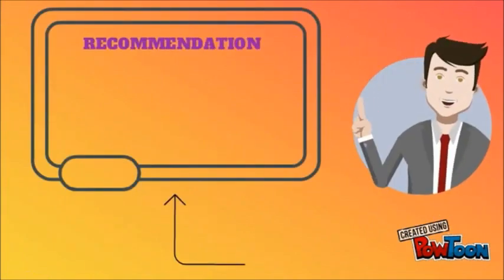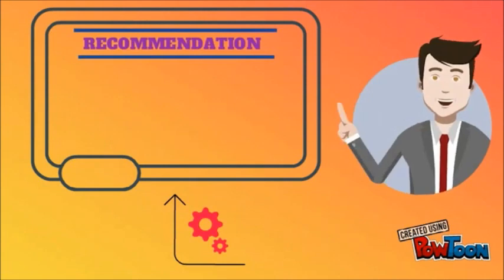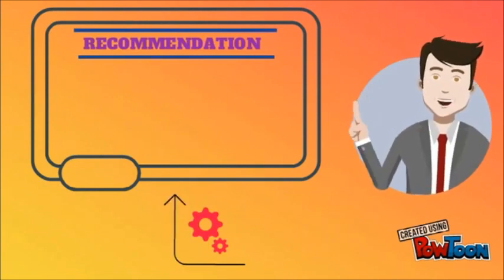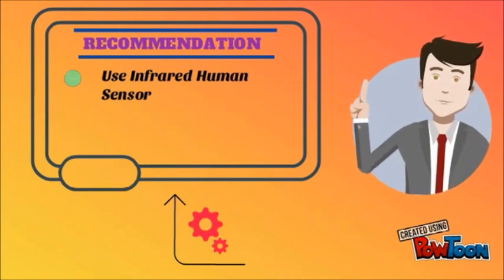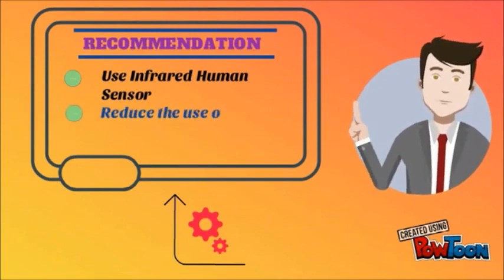For the recommendation of energy efficiency, in order to save more energy and cost and to reduce gas emissions, Masjid Al Jawahir is suggested to use the infrared human sensor. Next, this mosque should reduce the use of lights, and last, change to LED that are extremely energy efficient.